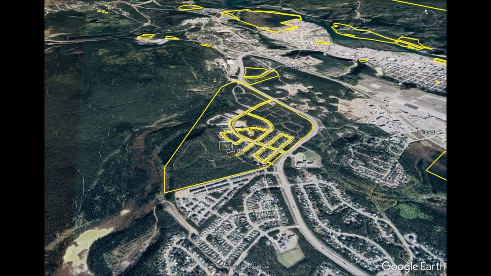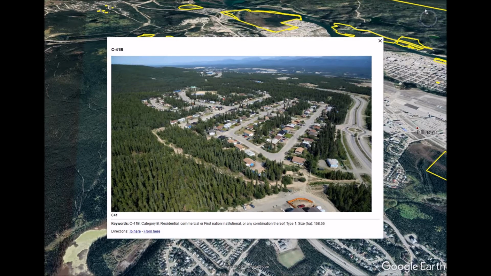So in this perspective we can see McIntyre subdivision or C41. It's bounded by Hamilton Boulevard. To the right of the screen we see the airport in downtown Whitehorse. Now we'll take a look at this image taken by a helicopter this summer.